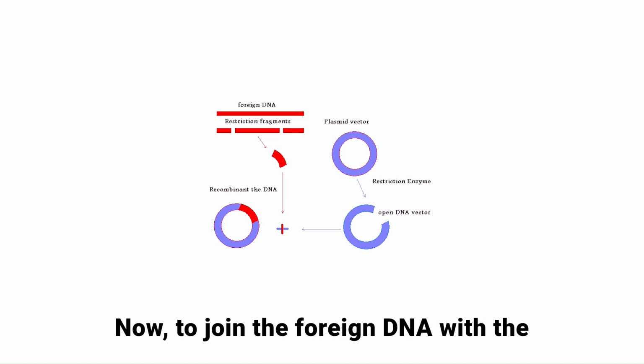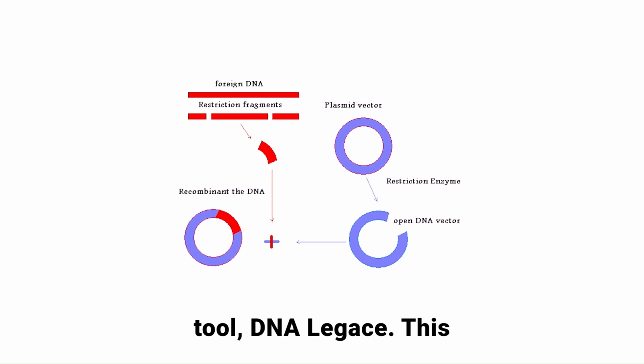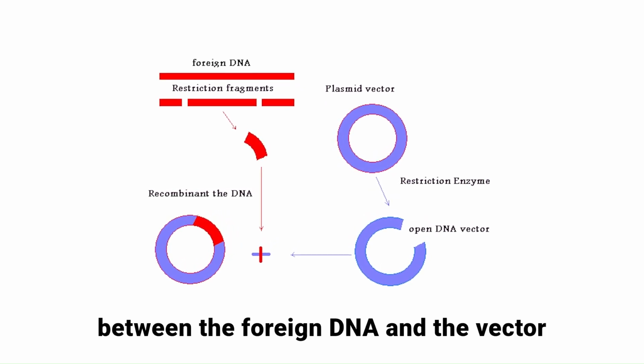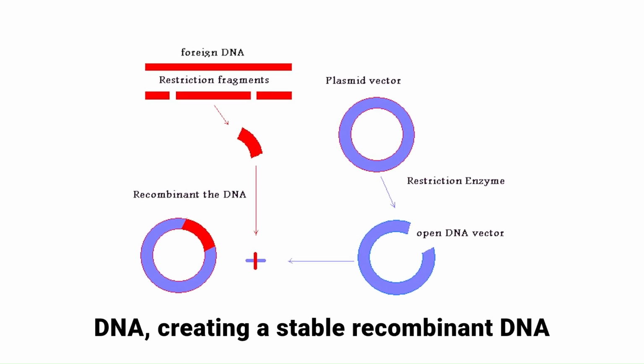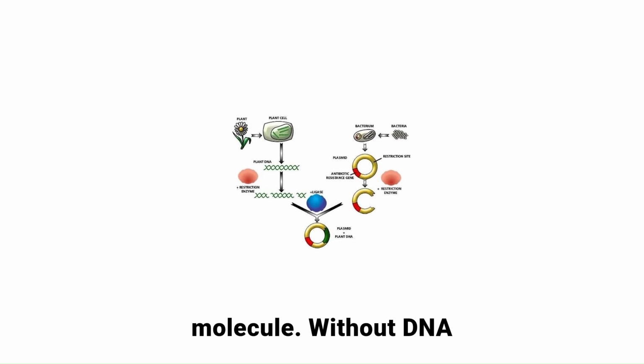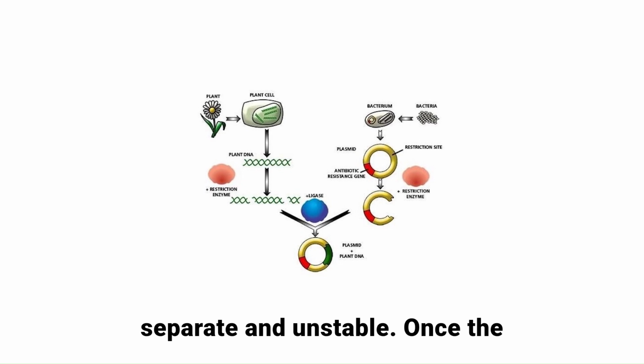Now, to join the foreign DNA with the vector DNA, we use another important tool, DNA ligase. This enzyme acts like glue, sealing the gaps between the foreign DNA and the vector DNA, creating a stable recombinant DNA molecule. Without DNA ligase, the pieces of DNA would remain separate and unstable.